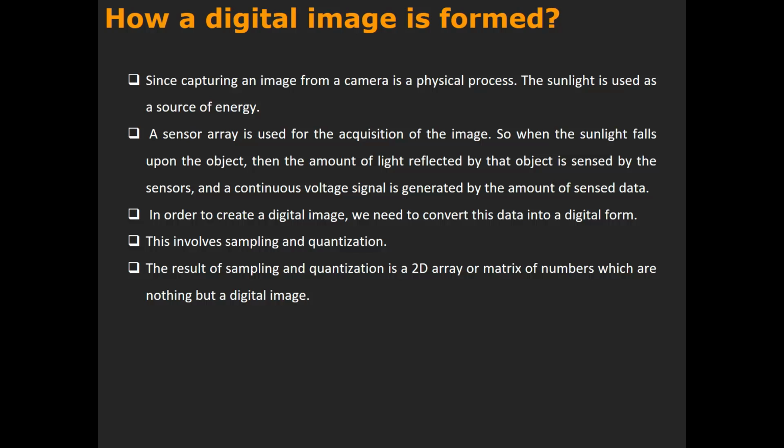In order to create a digital image, we need to convert this data into a digital form. This involves sampling and quantization. The result of sampling and quantization is a 2D array or matrix of numbers, which is nothing but a digital image. In later slides, we are going to explain why we need sampling and why we need quantization.